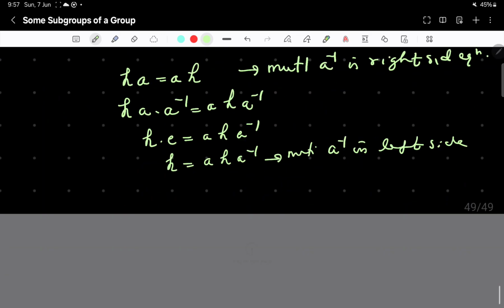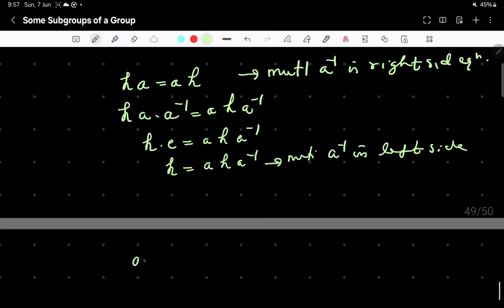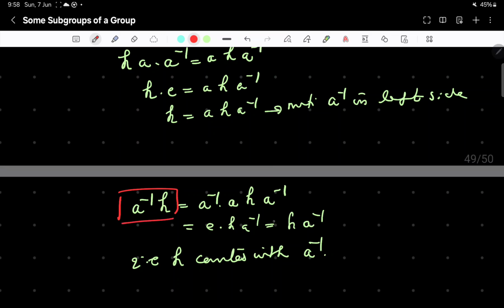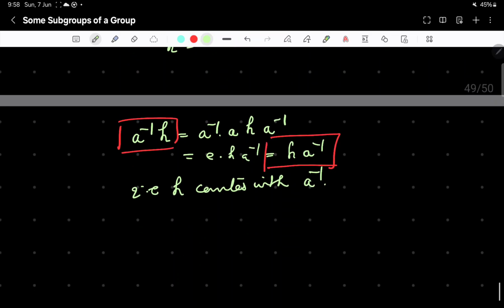So if you multiply the left side, what happens is A inverse H is equal to A inverse A H A inverse. So this is E H A inverse, that is equal to H A inverse. So what you have proved is A inverse H is equal to H A inverse, that is, H commutes with A inverse, right? So keep that in mind. Okay, so we will use it to prove the idea.